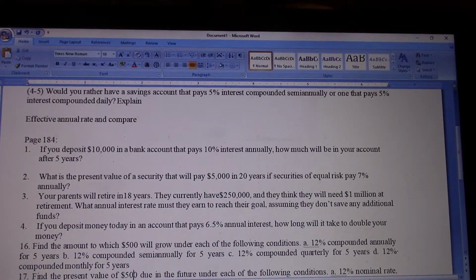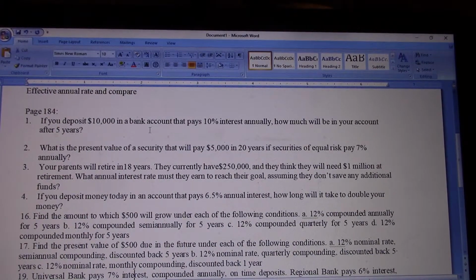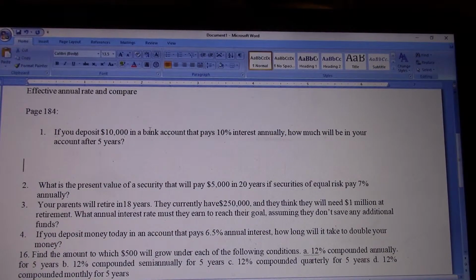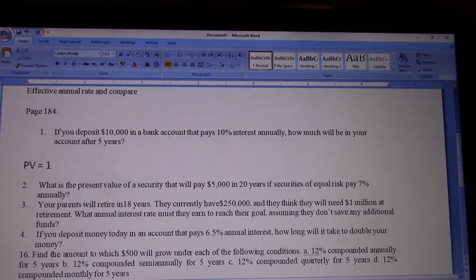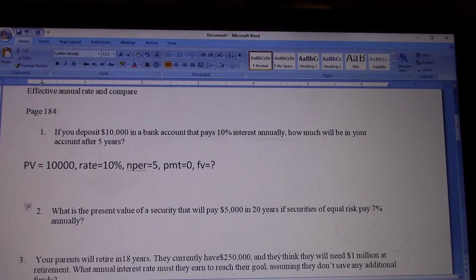Okay, so the next question is how much. I don't need to spend much time on this one, right? I'll just put down the information here. The PV should be 10,000, the rate should be 10%, N should be 5, PMT should be 0, and then calculate for the FV. You can use the calculator or Excel to do that.